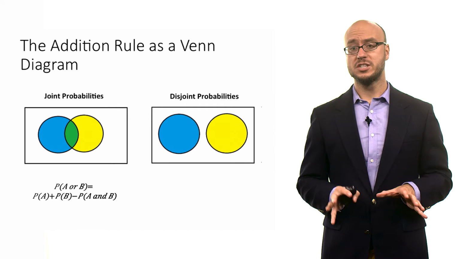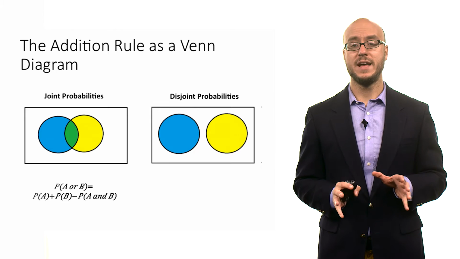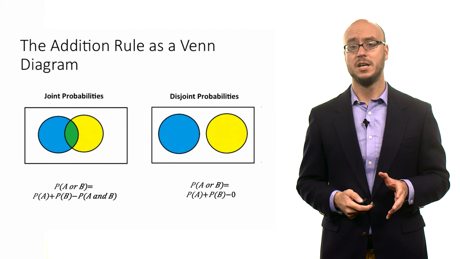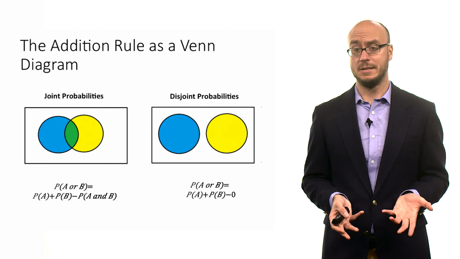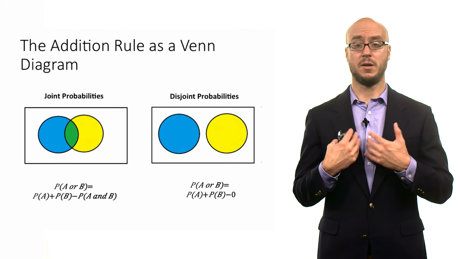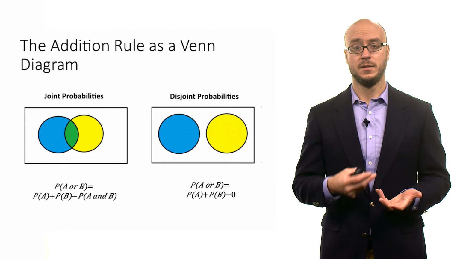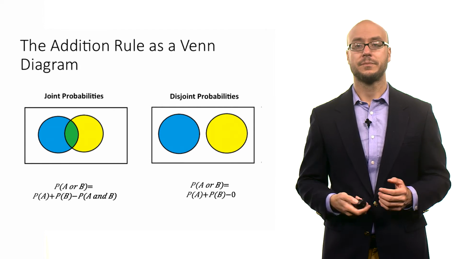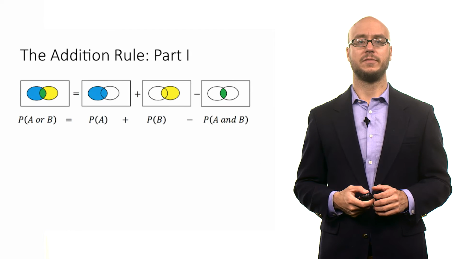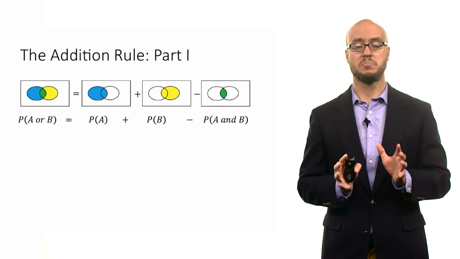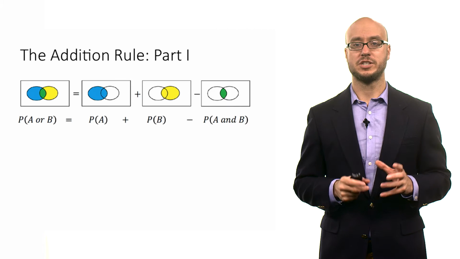However, with disjoint events, the probability of A and B is 0. So the addition rule is actually a little bit simpler. The addition rule is simply the probability of A plus the probability of B, because the probability of A and B is 0. Let's break this down a little bit further, just to be perfectly clear what the addition rule is doing.